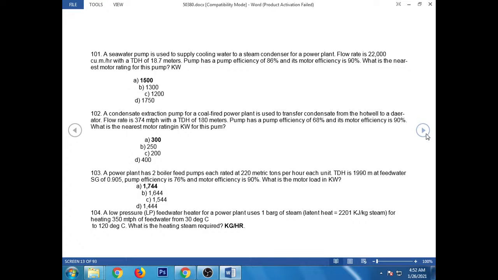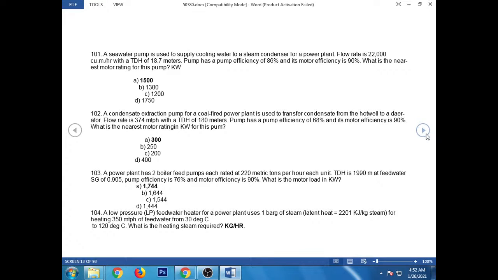Answer: 1,500 kilowatt. A condensate extraction pump for a coal-fired power plant is used to transfer condensate from the hot well to a deaerator. Flow rate is 374 mtph with a TDH of 180 meters. Pump has a pump efficiency of 68% and its motor efficiency is 90%. What is the nearest motor rating in kilowatt for this pump?